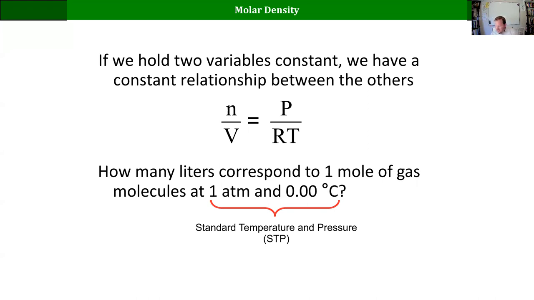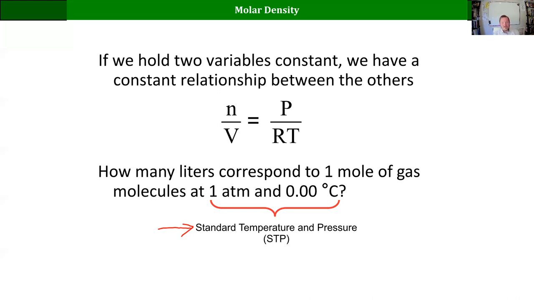And so the way we can do that is if we say, okay, let's just pick a standard temperature and pressure that's close to regular conditions. And for the sake of making our calculations easy, we're just going to assume we're at STP. STP was chosen because one atmosphere is the standard pressure at sea level, and 90% of the world's population lives close to sea level.